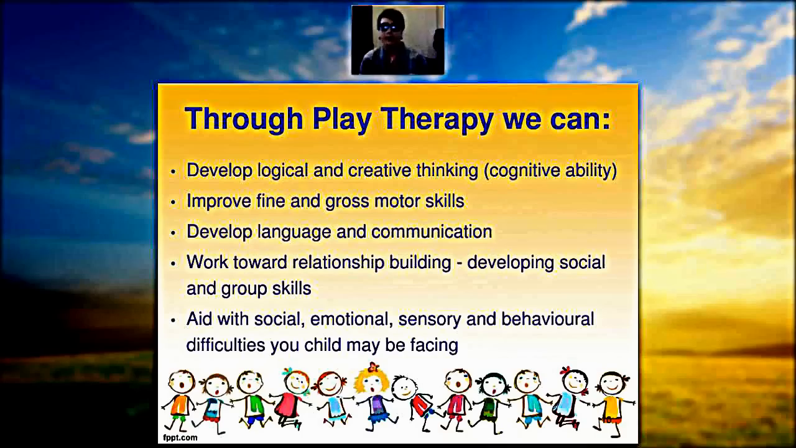So through play therapy then, we can develop logical and creative thinking, which is obviously working on your child's cognitive ability. We can improve fine and gross motor skills. We can develop language and communication. We can work towards relationship building, which helps in developing social skills and group skills. We can aid with social, emotional, sensory, and behavioral difficulties that your child might be facing.